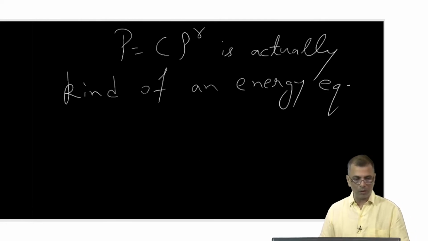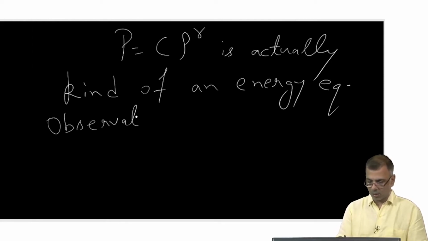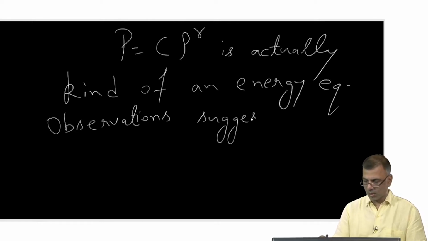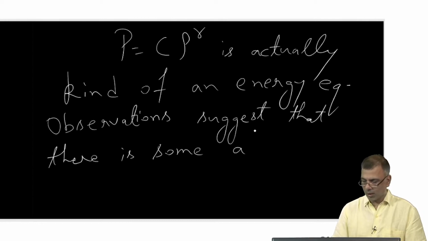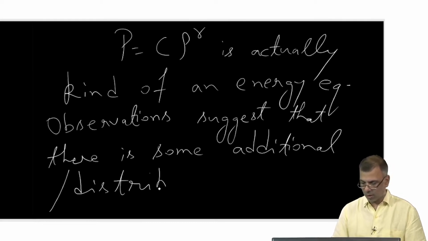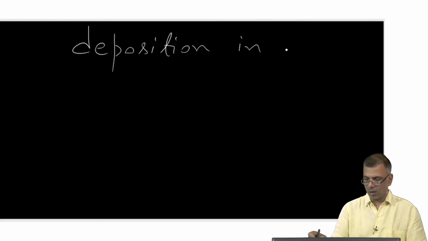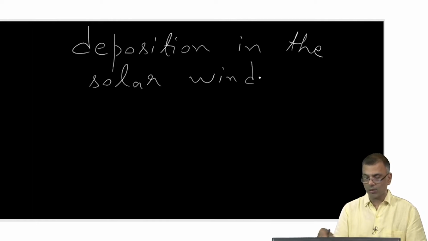Okay. So, the net upshot is that observations suggest that there is some kind of additional or distributed energy deposition in the solar wind over and above what a Parker solution predicts.